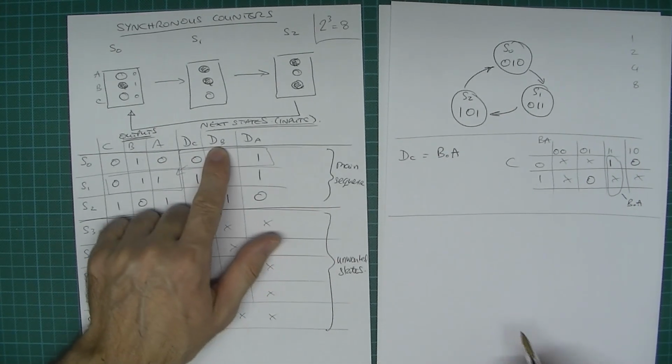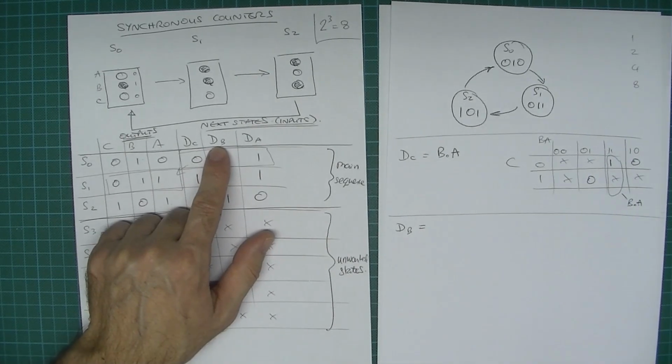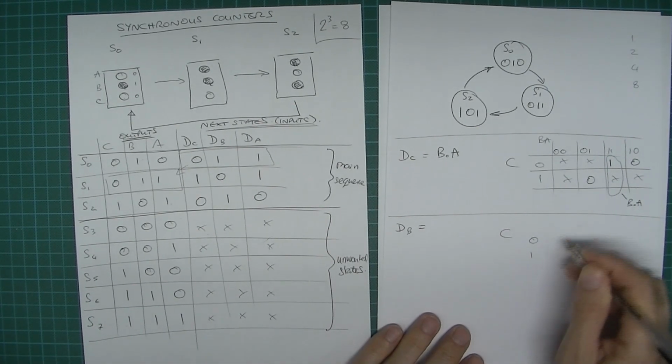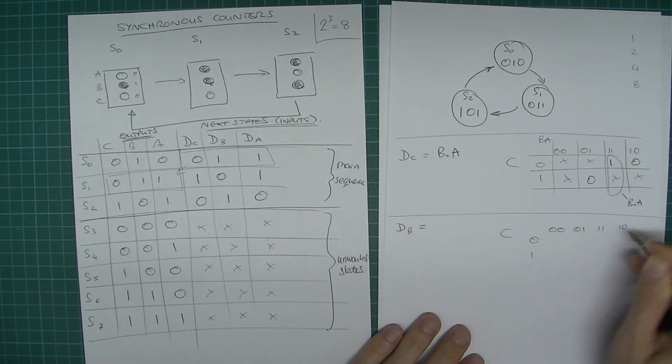Now we're going to do DB. So DB, we're going to have to work that one out, and so we do the same Karnaugh map again. So C is 0 or 1, and then we've got 0, 0, 0, 1, 1, 1, 1, 0.